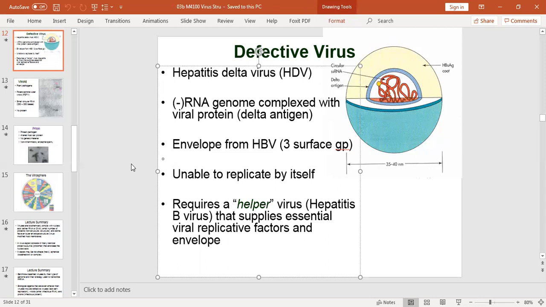Defective virus hepatitis delta is unable for self-replicating. It cannot make more of itself by itself. It requires some help. This help comes from a helper virus. In this instance, it's hepatitis B virus, which supplies hepatitis delta virus with essential viral replicative factors such as enzymes and cofactors and other proteins, as well as the envelope.